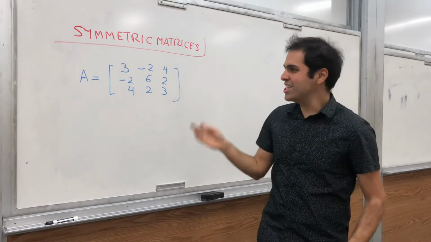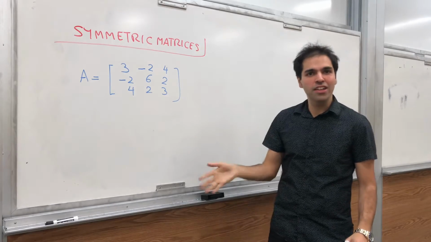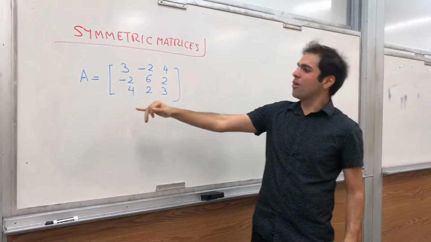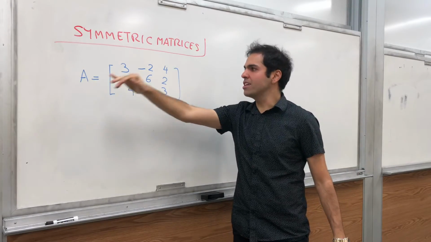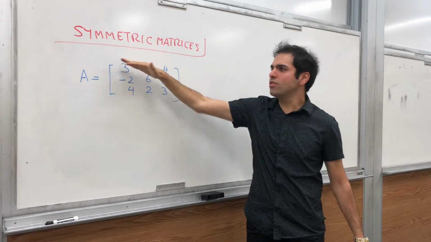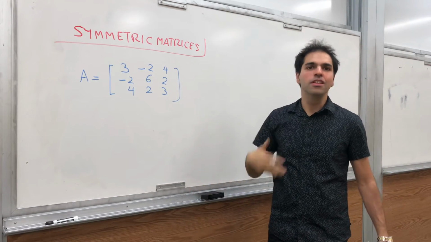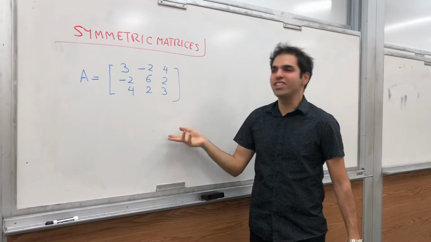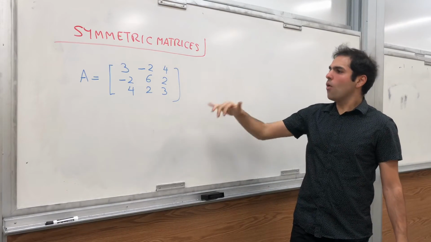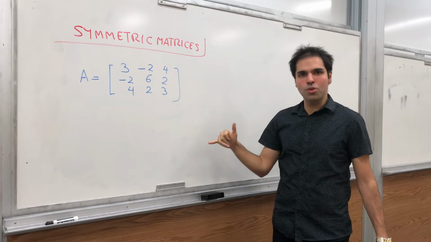Alright, thanks for watching, and today I would like to tell you why symmetric matrices are so awesome. So consider, for example, this matrix A. It is symmetric because literally it's symmetric along its main diagonal. And the main definition is simply that A transpose equals A.